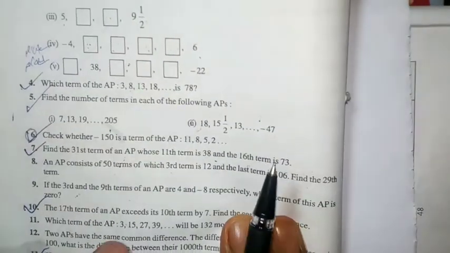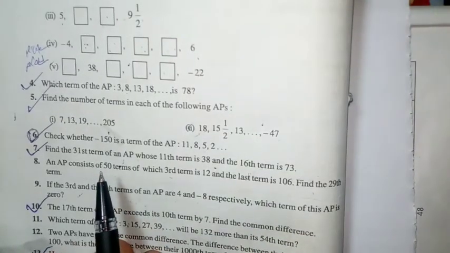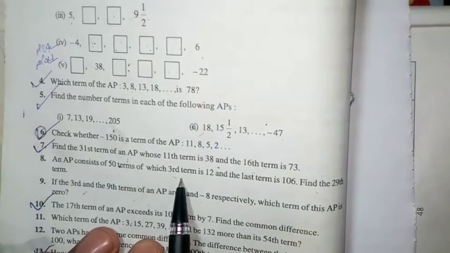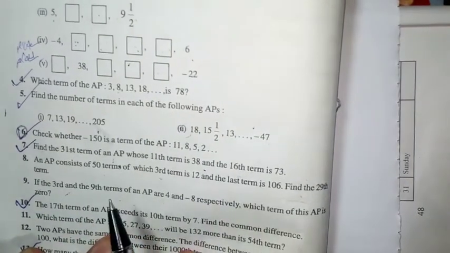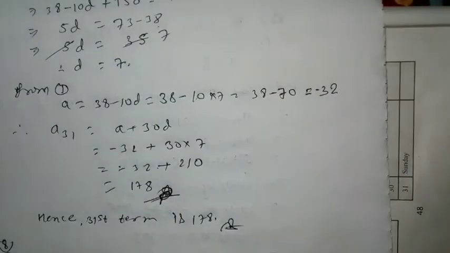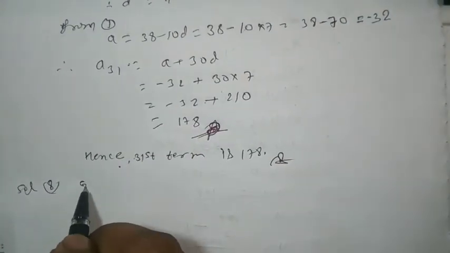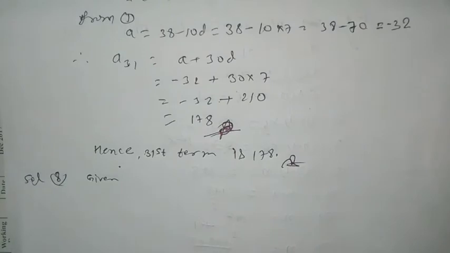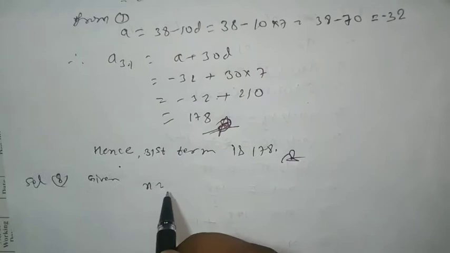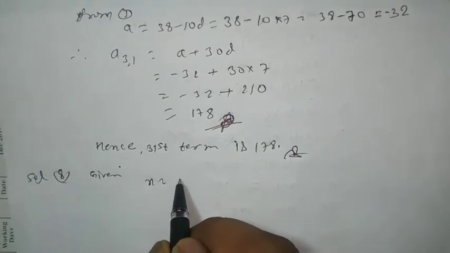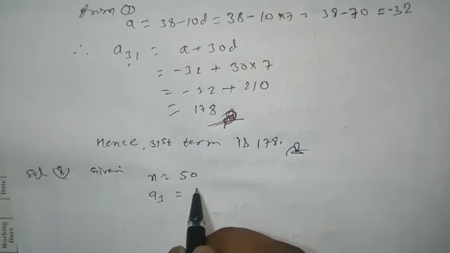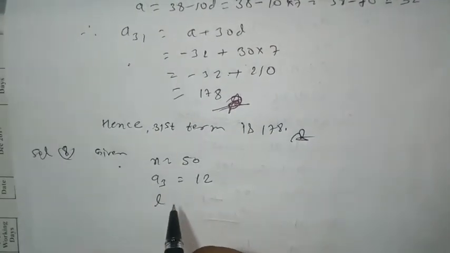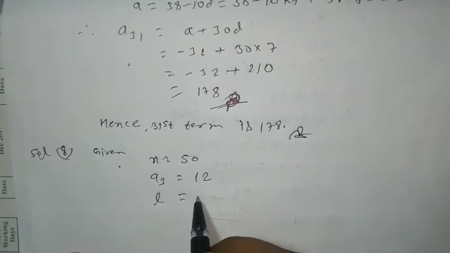An AP consists of 50 terms, of which the third term is 12 and the last term is 106. Find the 29th term. Now, given N is equal to 50, A3 is equal to 12 and L is equal to 106.